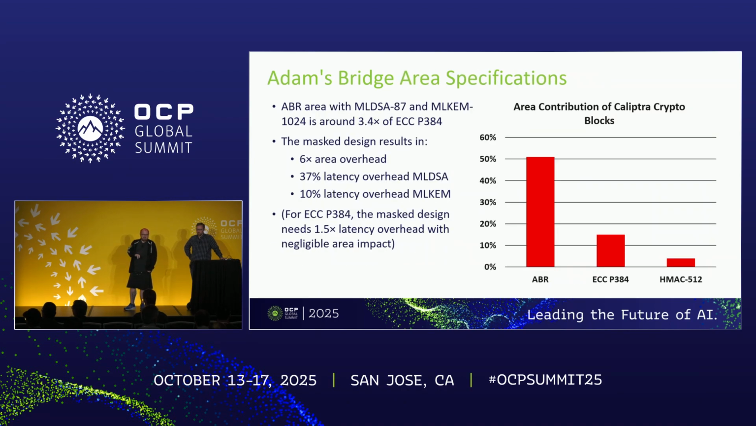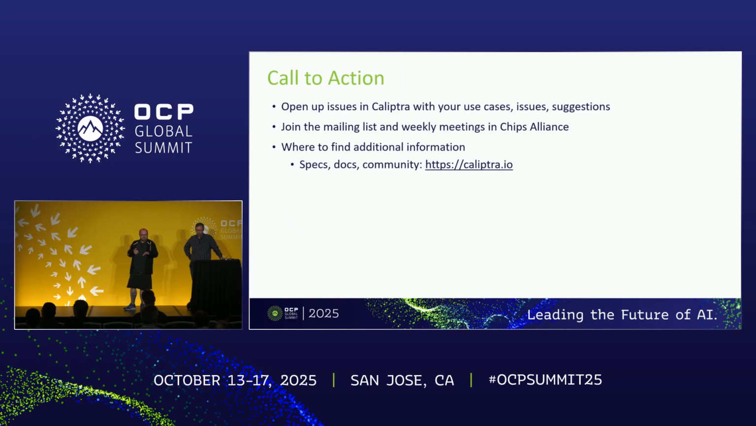The downside is that these have problems with expansion. So whenever we mask them to protect against side channel attacks, we typically get a much worse area overhead, something like 6x overhead for MLDSA and MLKEM, as opposed to ECDSA, which doesn't have a huge masking overhead. So I think that covers most of it.